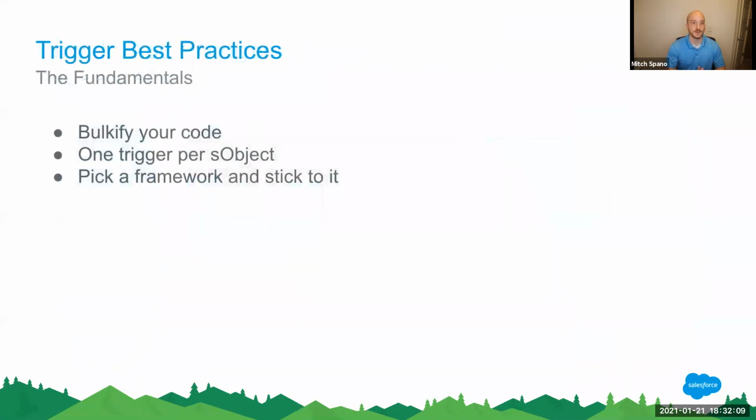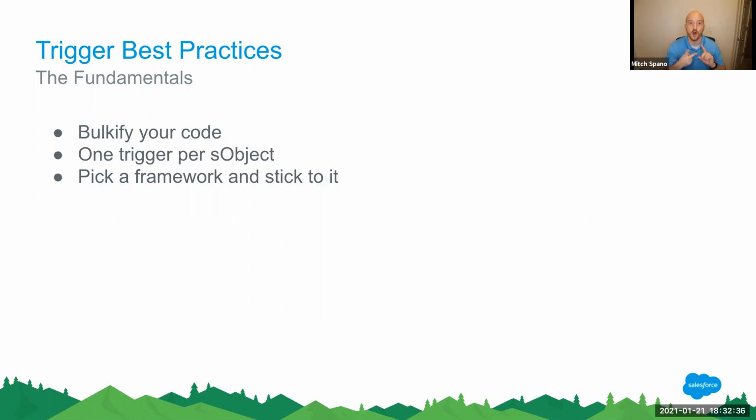All right. So if there's anything to take from this presentation, it is this slide. There are 3 basic rules when it comes to writing a trigger. Number 1, always bulkify your code. You cannot assume that there will only be one record going through this transaction. You always need to handle the case where somebody uses the bulk API and sends you 10,000 records. You need to write your code such that it can handle it.